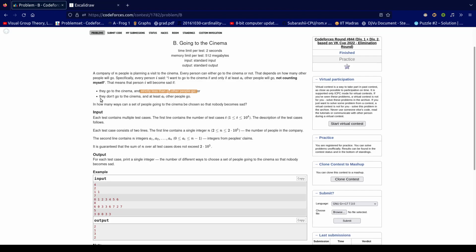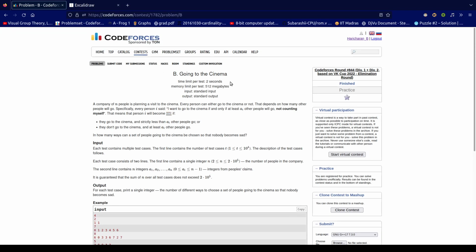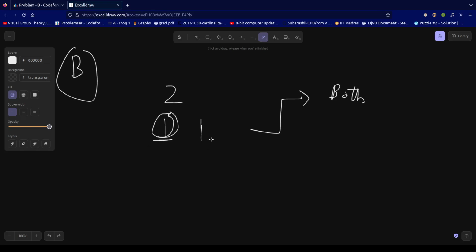And then they'll become sad if they don't go to the cinema and a_i other people go. So if say the first person doesn't go to the cinema, actually they'll get sad if the second person goes to the cinema. So to prevent that, the second person also shouldn't go to the cinema. So if neither of them go to the cinema also, that's a valid solution. This is just a very simple case.